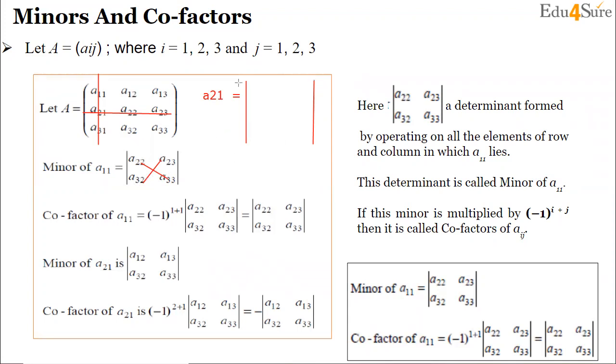So here the minor for this A21 will be A12, then A13, now this A32, and A33. So here A33 will come.